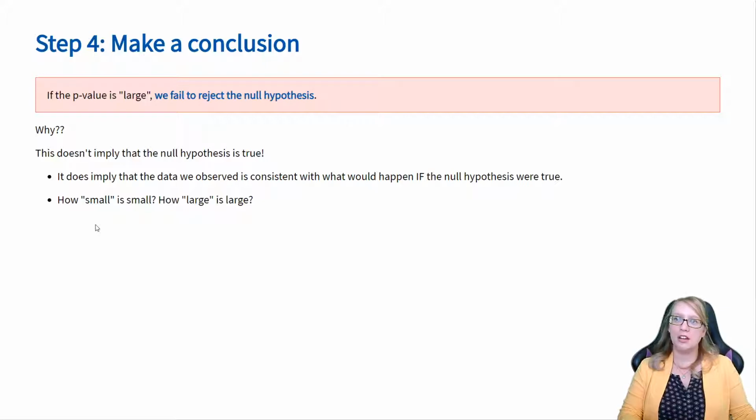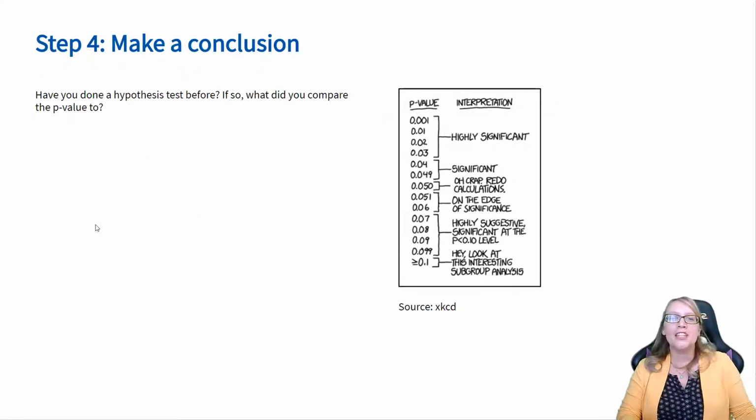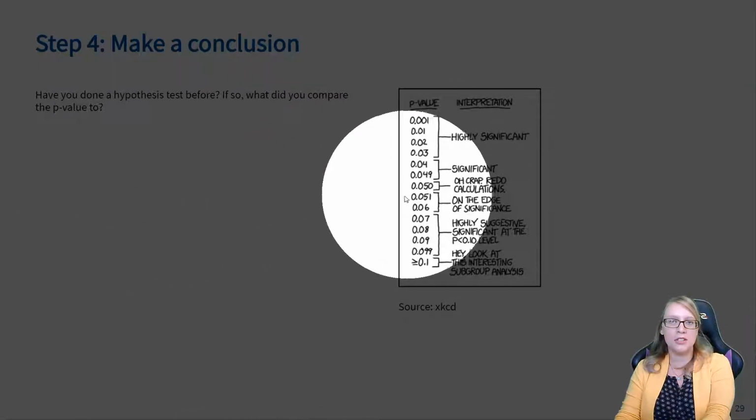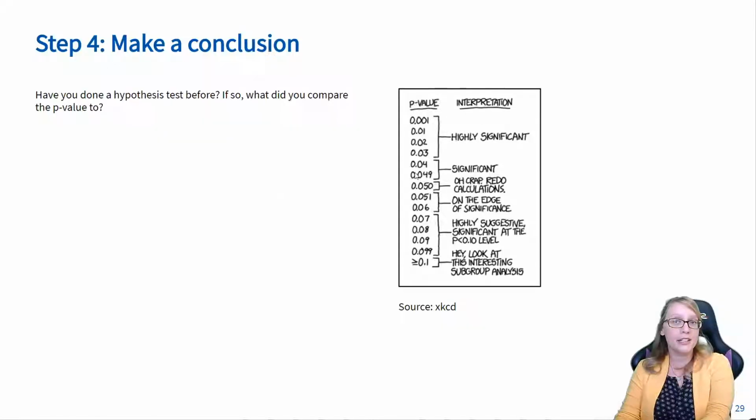How small is small? How large is large? It depends. We'll talk about that. You may have actually seen a hypothesis test before. So in, for example, BioLab, you likely collected some data, put it into Excel, looked for something called a p-value. More than likely, you've compared your p-value to something called 0.05, or a significance level of 0.05.